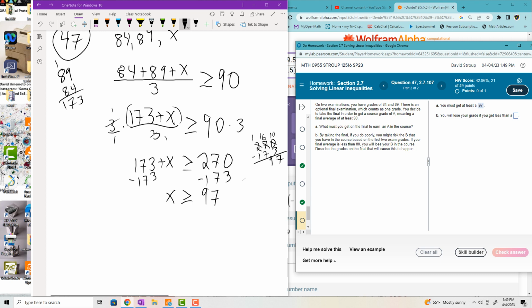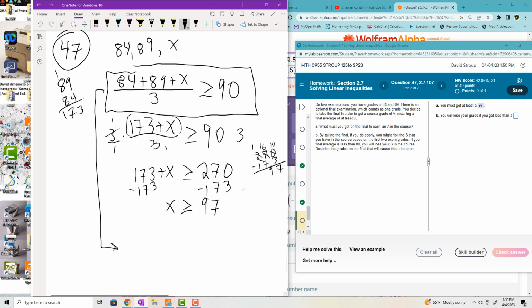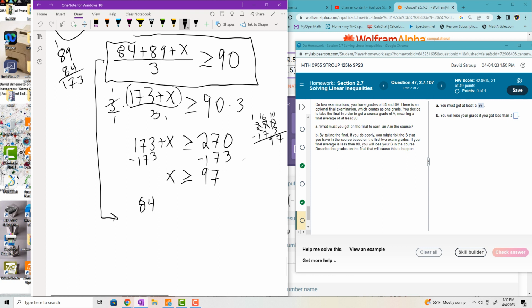Excellent. Part B, you will lose. By taking the final, if you do poorly, you may risk the B that you have in the course based on the final exam. If your final average is less than 80, you will lose your B in the course. So describe the grades that cause this to happen. You just take the original inequality and edit it a little bit. I'm just going to rewrite it down here. I have 84 plus 89 plus x over 3, and I want to see where that cutoff is. If this average is less than 80, I'll lose my B.